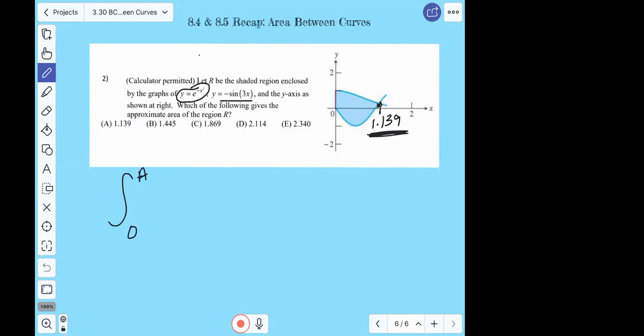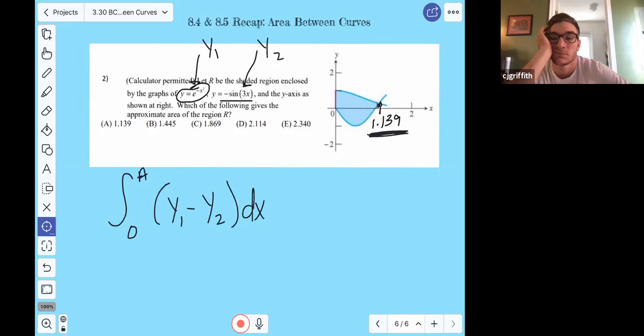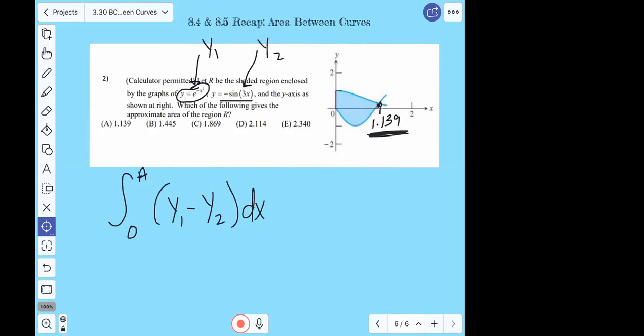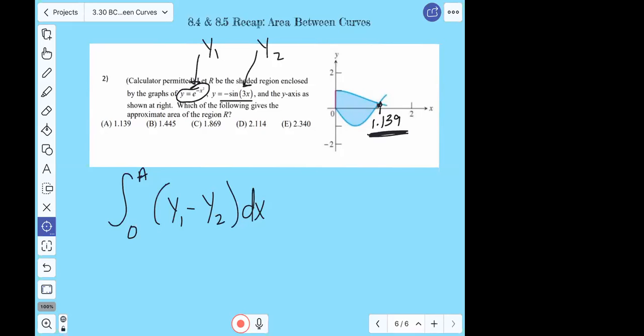I stored this one as Y1, and this one as Y2. So Y1 is the top curve, Y2 is the bottom curve. That's better than having to retype all of this every time, because you probably will make a mistake. So from 0 to A of Y1 minus Y2 dx, we get 1.445, which is B.